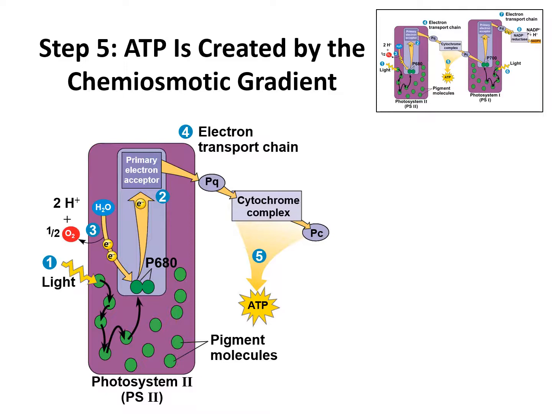So this is step 5. I already talked about it, and I said that we just don't see a lot of details here, but step 5 is ATP being created by the chemiosmotic gradient that came from pumping protons.